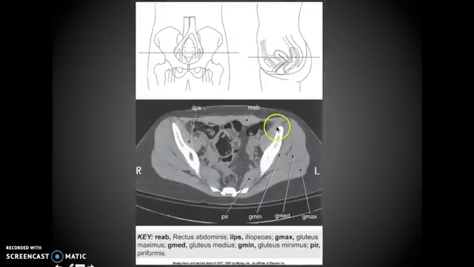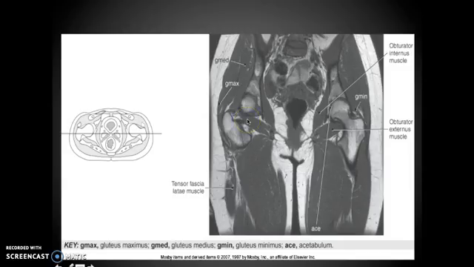So here's your rectus abdominis, here's your gluteus minimus, medius, maximus. Maximus always looks like this heading out. Here, this muscle right here is your piriformis. So this is your iliopsoas on the inside, and your rectus abdominis, of course, up front.